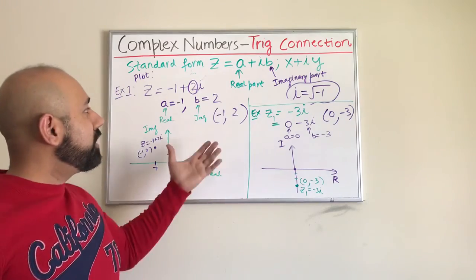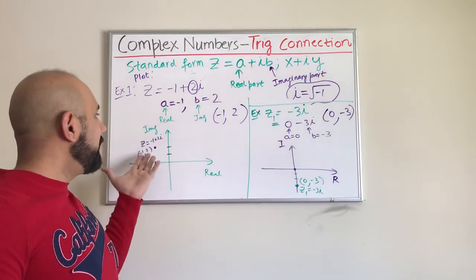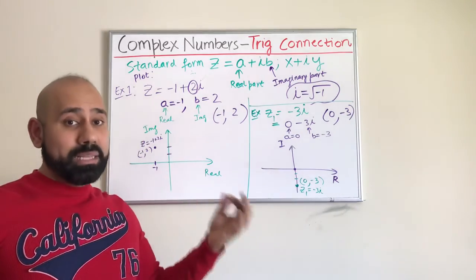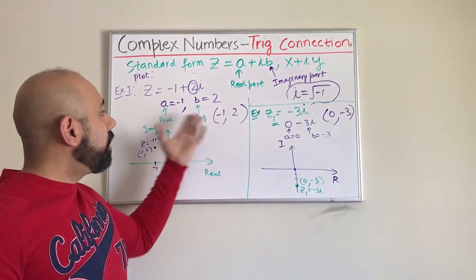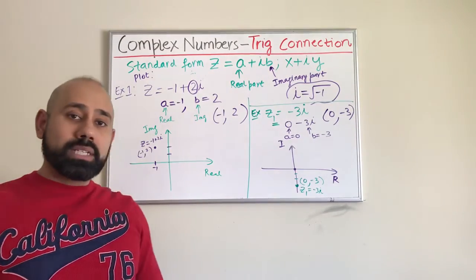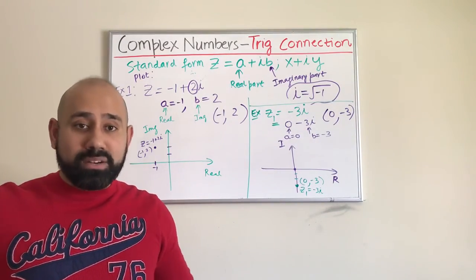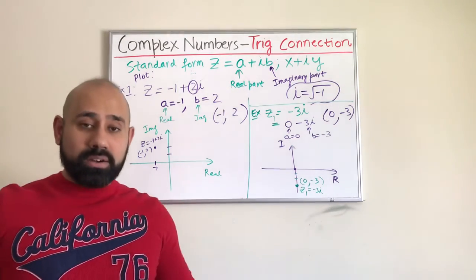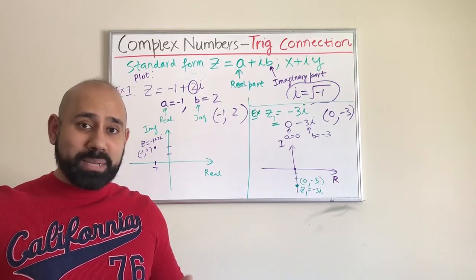Pretty simple. You first draw the real axis and the imaginary axis, and given any complex number, you identify the real and the imaginary part. You can rewrite that information as a coordinate pair, and then you basically plot this coordinate pair as you would do for any real numbers. Okay, guys, this is an introduction to plotting a complex number in the standard form.